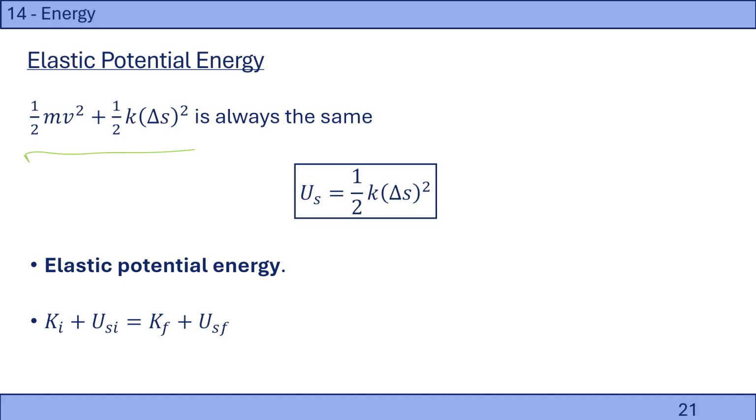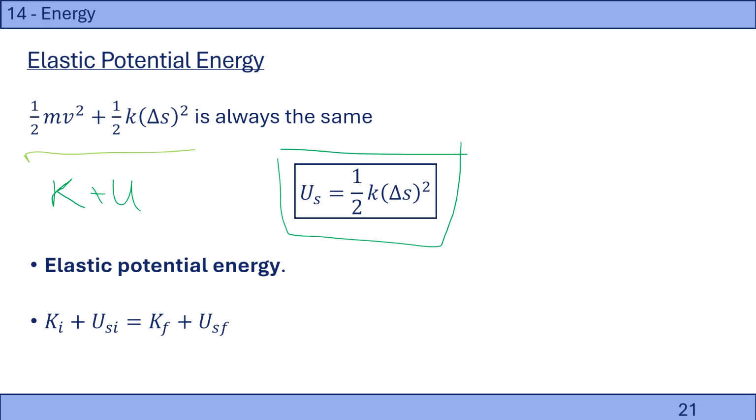And really, it's just once again the same kind of thing. Kinetic plus potential is conserved. We now call this potential the spring potential energy, 1/2 k delta s squared. So that's how we come up with a formula based on Hooke's law. We get down to the potential energy. And this is like the elastic potential energy. This is how much energy is stored in a spring.